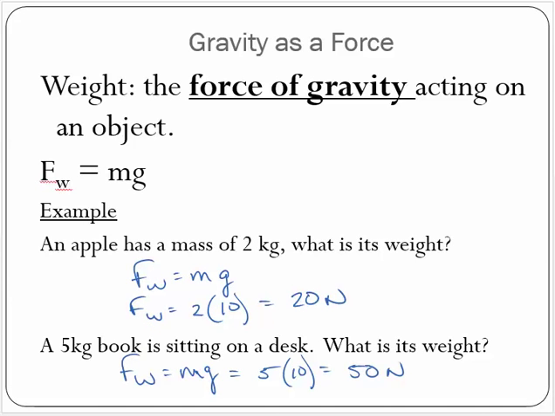Well, in our second problem, we've got a 5 kilogram book sitting on our desk. What is its weight? Again, we're going to use our F sub W, mass times gravity. Mass is 5, gravity is 10, 5 times 10 is 50. Notice every single time there's a G, we're putting in 10.